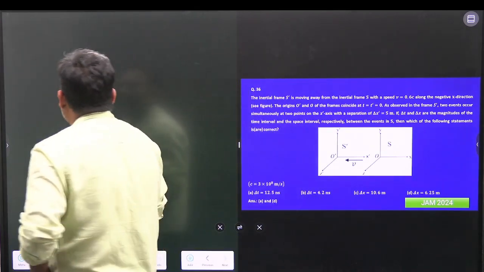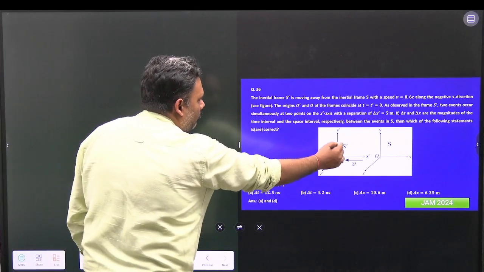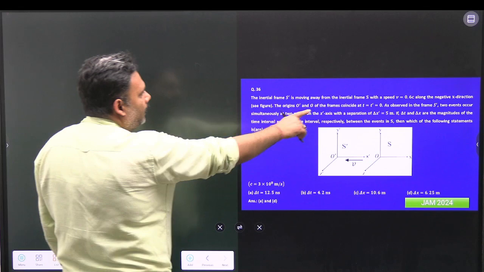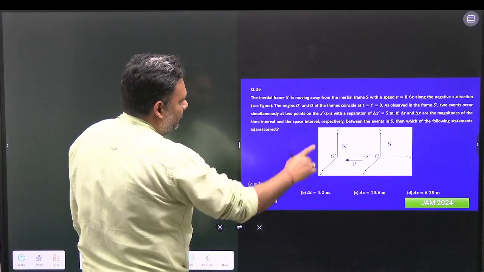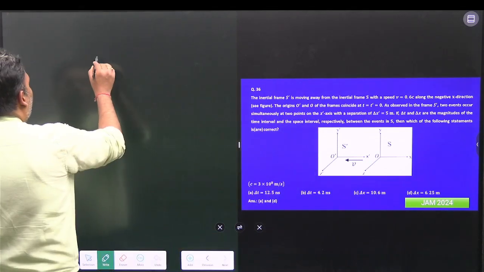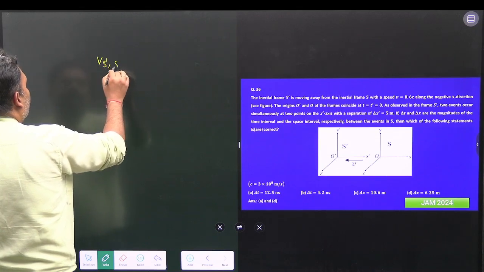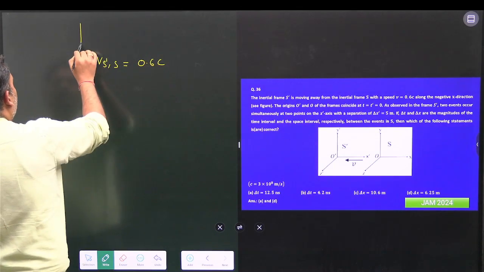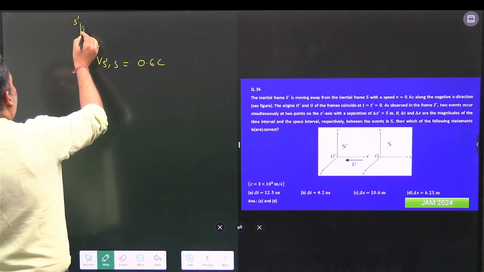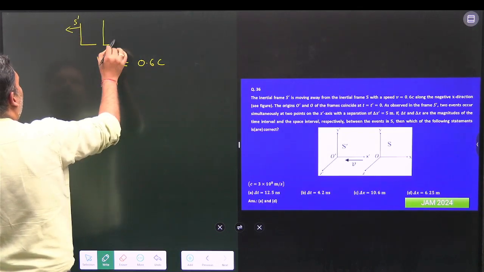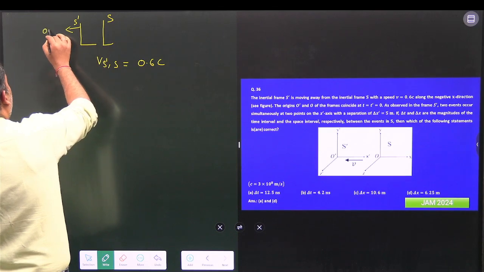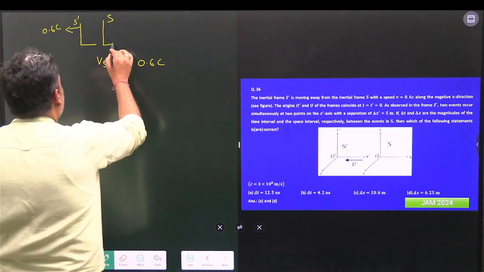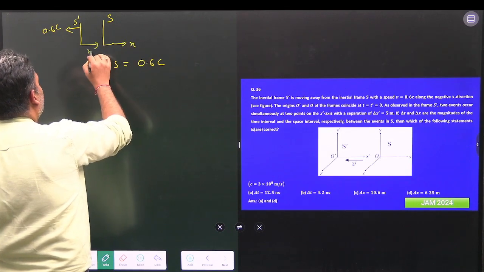So what is given? This particular S dash is moving with respect to S with velocity v, that is 0.6c. So the velocity of S dash with respect to S is 0.6c. I can assume this is my S dash, moving with respect to S with velocity 0.6c. This is all about inertial frames. So this is my x-axis and this is my x dash.